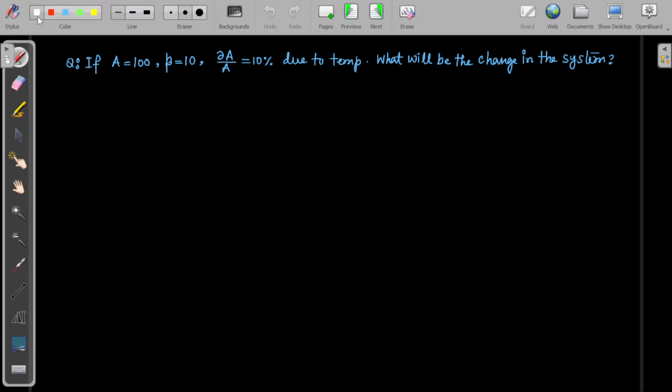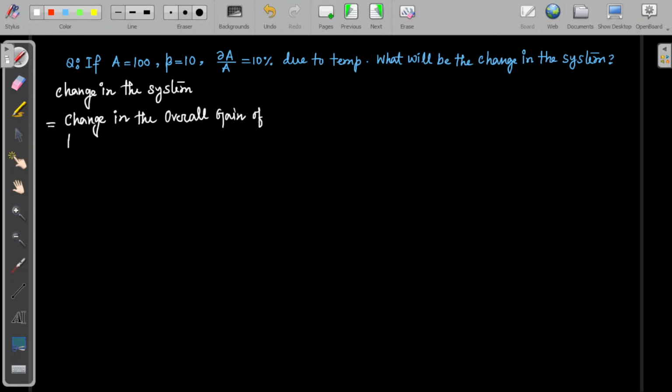So what do we need to find here? We need to find the change in the system. This means the change in the overall gain of the system.